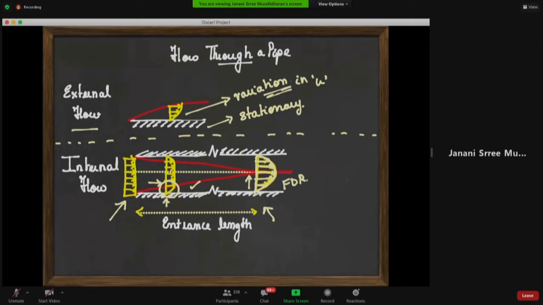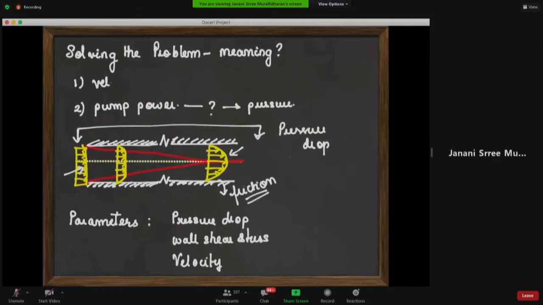And what is the characteristic of a fully developed region? The velocity profile does not change anymore. Okay. So for a CFD person, this becomes a very critical point for two reasons. We will just take a step back from that point. Keep in mind that point. We will come back to that.